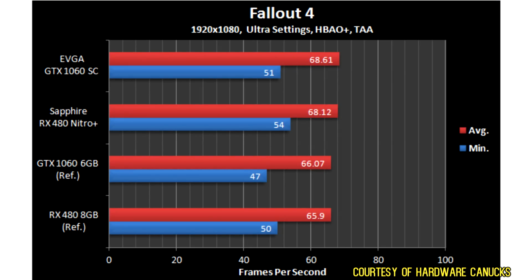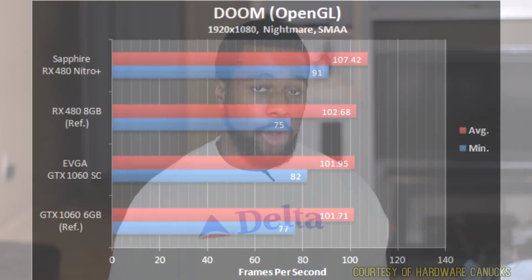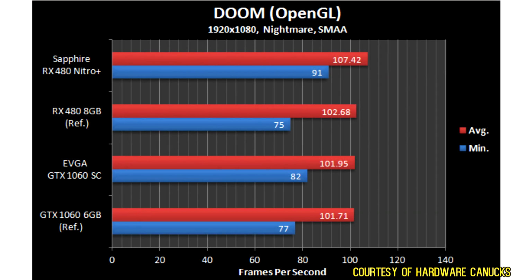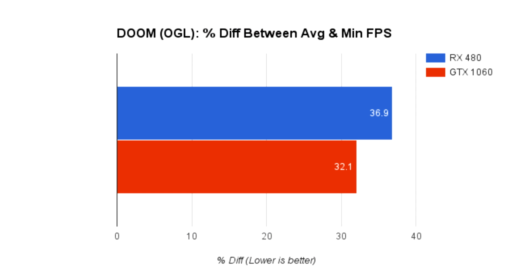If we look at Fallout 4 shown on screen, you will see that the 1060 6GB edges out the 480 by less than 0.5%. But if we look at the disparities between their averages and minimums, you will see that the 1060's disparity is about 9% larger than the 480's. This basically means that there is a bigger jump between the average and minimum FPS, which possibly can result in what we call lag spikes. On the other hand, in Doom, using OpenGL, the 480 edges out the 1060 by 1%, yet has a larger disparity between its minimums and average frames per second, an increase of 5% over the 1060.